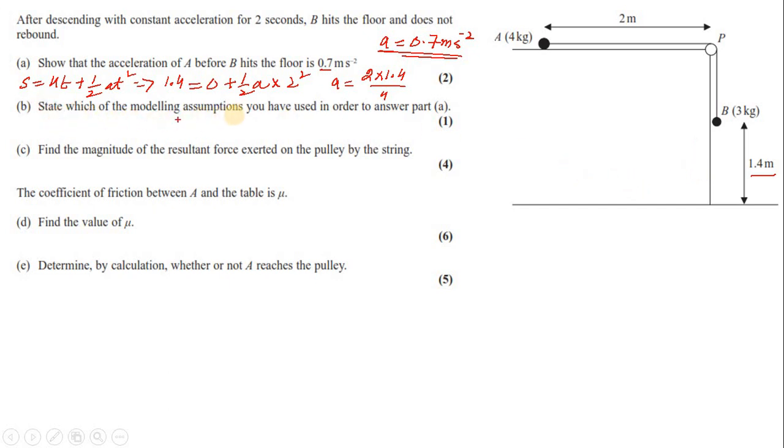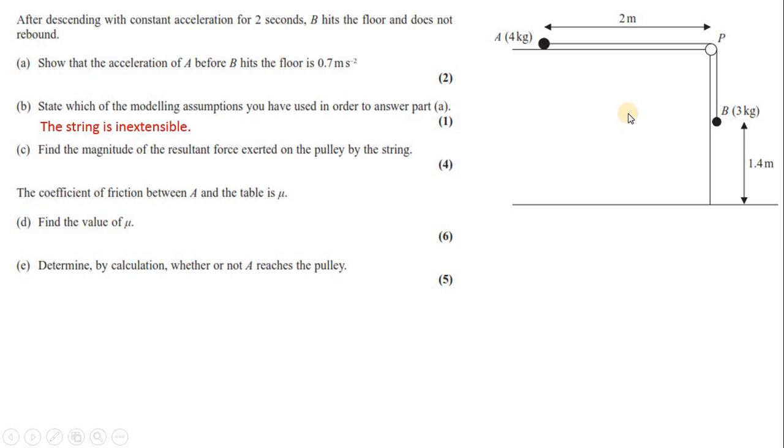State which of the modeling assumptions you have used in order to answer part A. As I said, we assume that the string is inextensible, so that the acceleration stays the same. So the acceleration of particle B and the acceleration of particle A are the same. That's what we use. So this is our assumption.